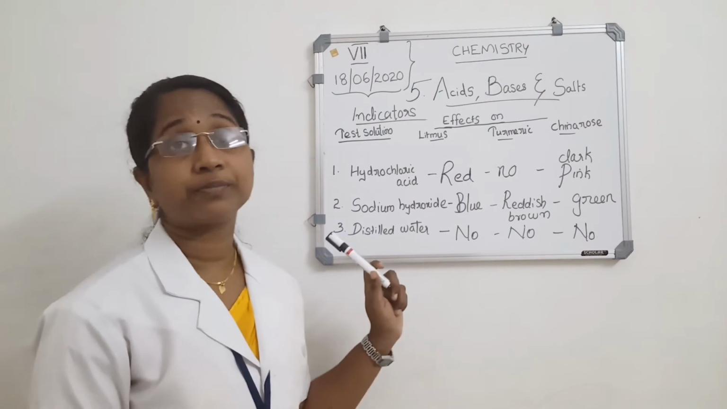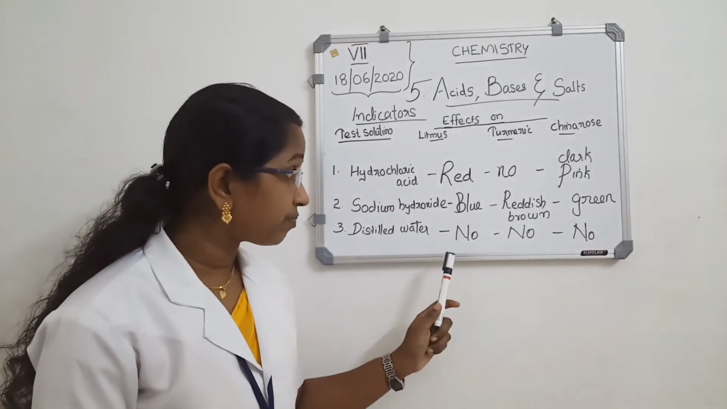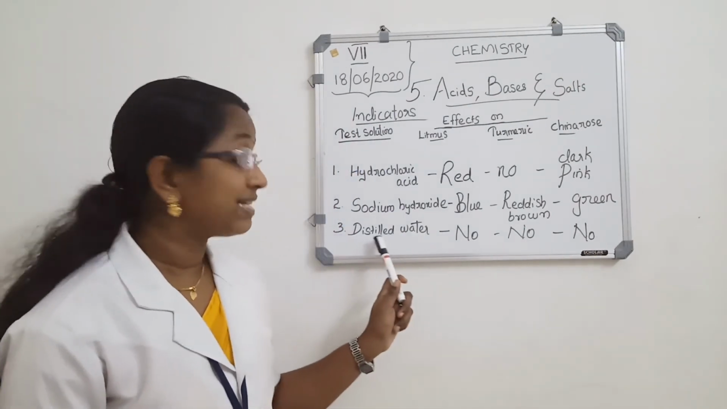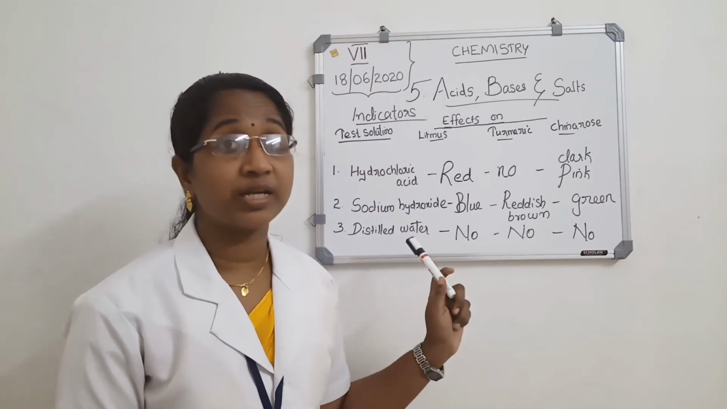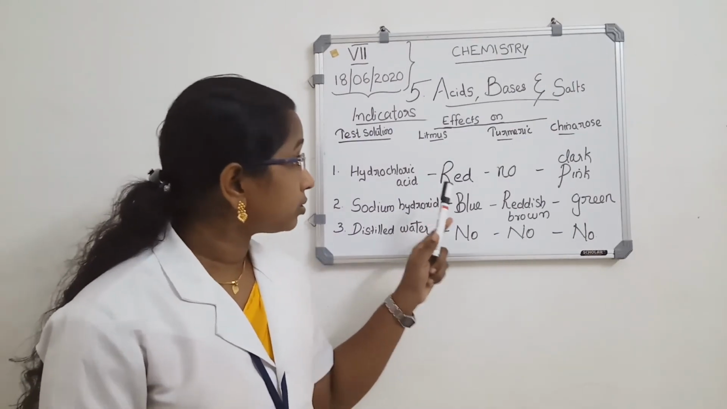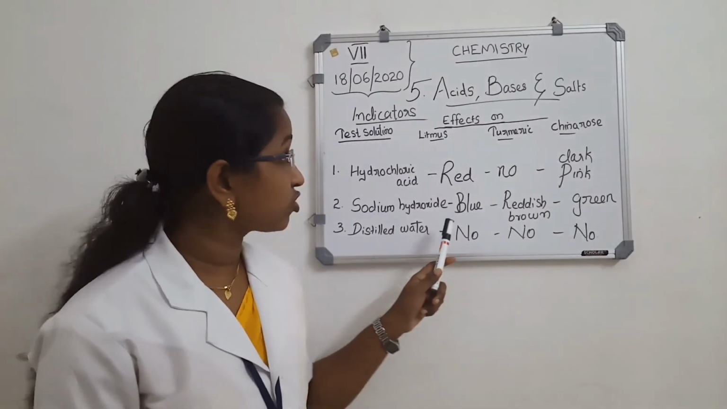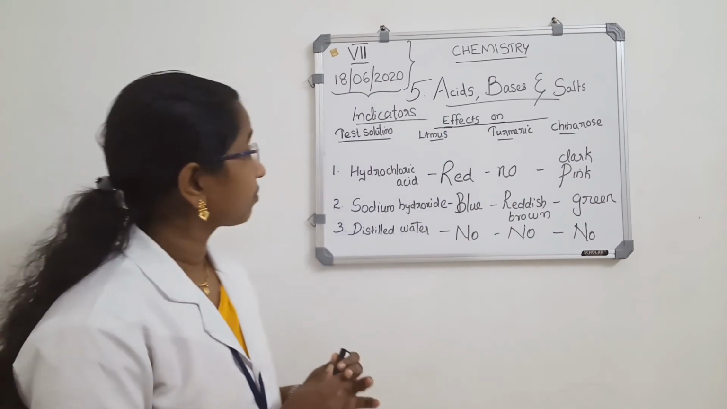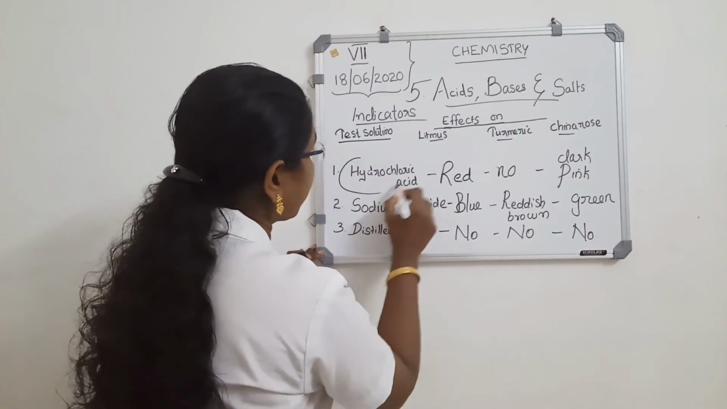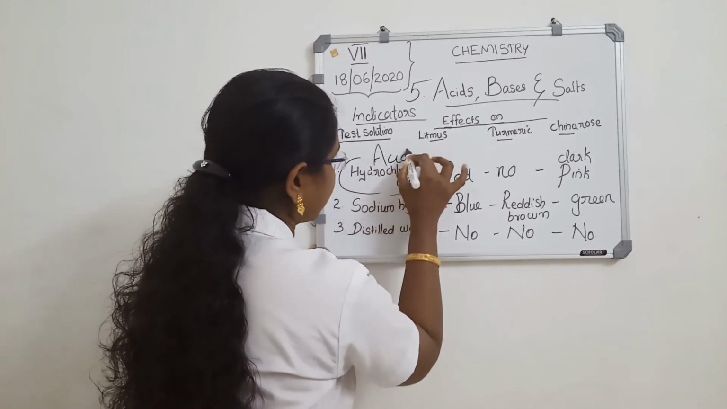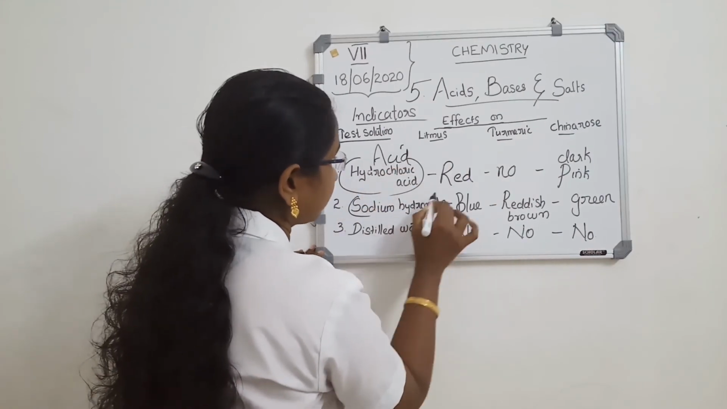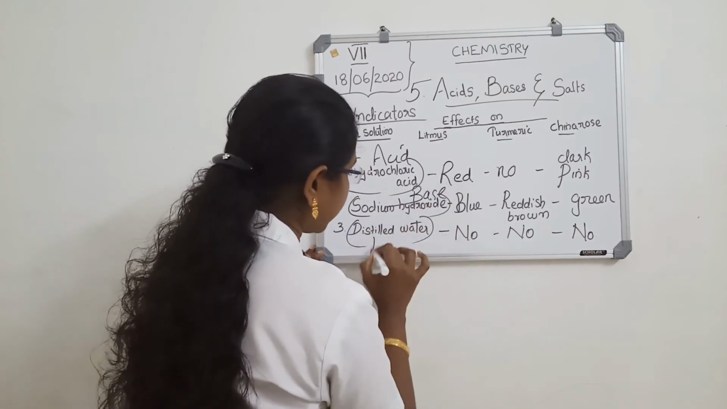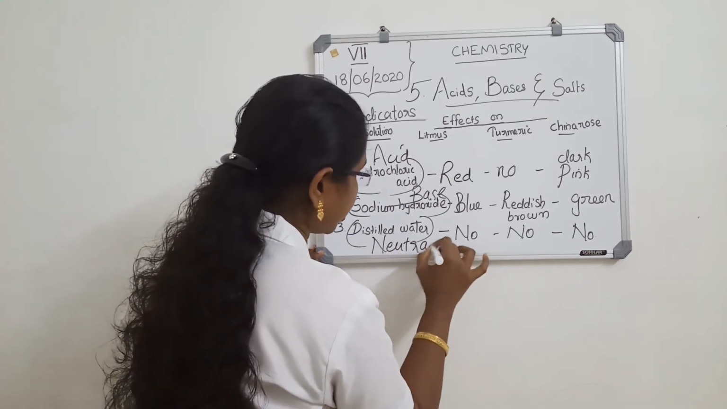Then next, distilled water. It has no change in litmus indicator, no change in turmeric, no change in China rose. So distilled water is a neutral substance, neutral solution. Then you can say that hydrochloric acid is an acid, sodium hydroxide is a base, and distilled water is a neutral solution.